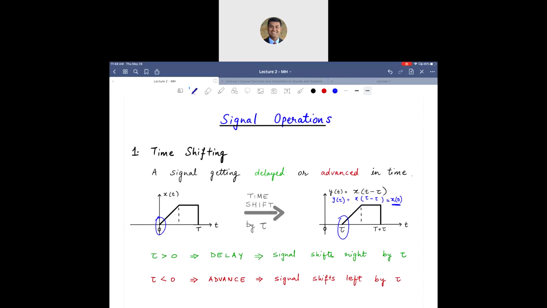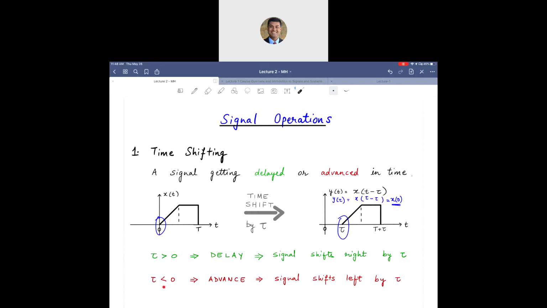Time shift talks about both possibilities, to the left or to the right. And that's the general case. Now we'll talk about the specific cases. When tau is greater than 0, then you have x of t minus 4, t minus 5, t minus 10, something positive, something greater than 0. That corresponds to the delay in the signal. Graphically, that means that the signal will shift to the right, exactly the same way as it is sketched over here by tau.